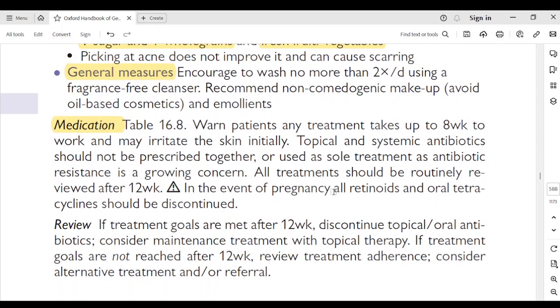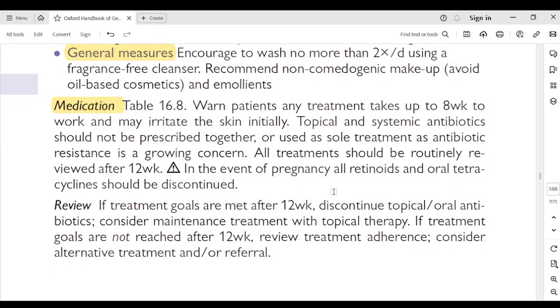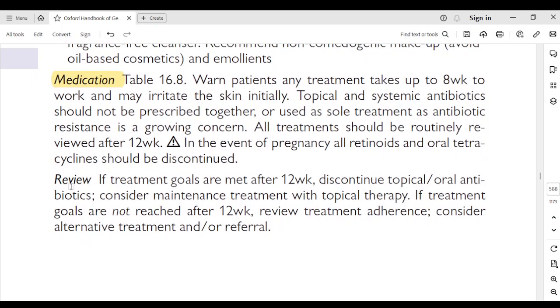All treatment should be routinely reviewed after 12 weeks. In the event of pregnancy, all retinoids and oral tetracycline should be discontinued. Review. If the treatment goals are met after 12 weeks, discontinue topical or oral antibiotics and consider maintenance treatment with topical therapy. If treatment goals are not reached at 12 weeks, review the treatment adherence and consider alternative treatment or referral.